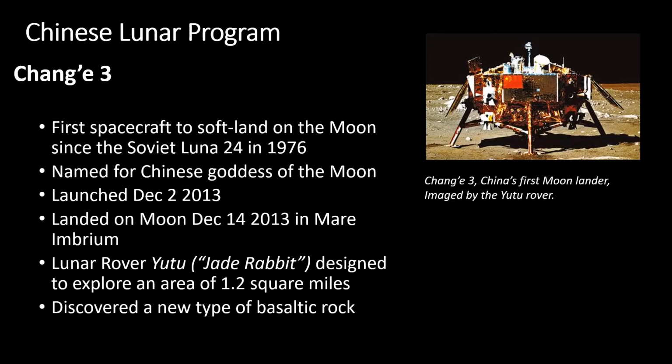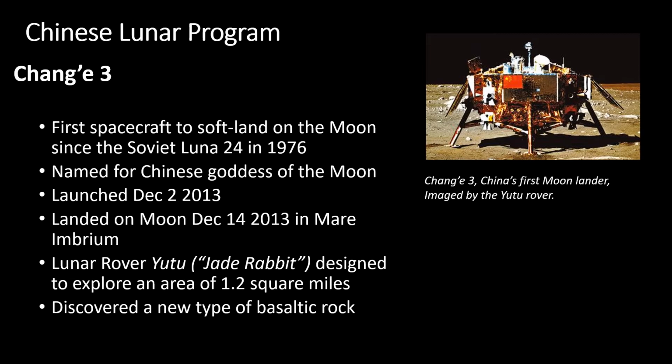Now let's take a look at some highlights from the Chinese lunar program Chang'e. Chang'e 3 was the first spacecraft to soft land on the Moon since the Soviet Luna 24 probe in 1976. Chang'e was named for the Chinese goddess of the Moon. It was launched on December 2, 2013 and landed on the Moon on December 14, 2013 in Mare Imbrium.